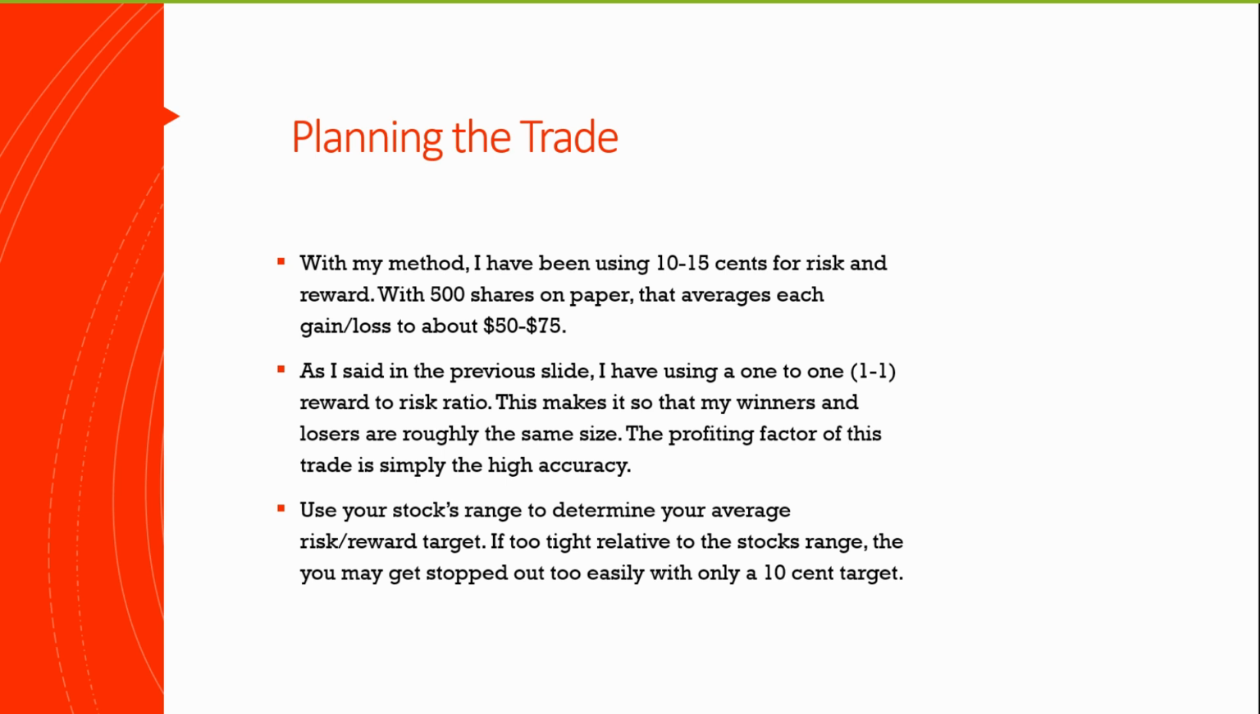With the method I've been using, kind of the scalping method, I've been using around 10 to 15 cents for risk and reward. With 500 shares on paper, which is really what I've been doing each morning on the stream, that averages to about a gain or loss of about $50 to $75 on average. Now, there have been times, not any lately, where I've gotten frustrated and held on a little bit too long, and the loss on paper turned into 120 or so. But I think the most I've lost with this, with 500 shares consistently, is about 120 bucks.